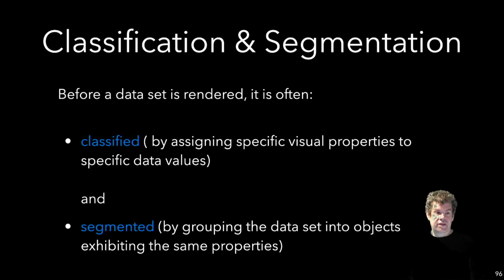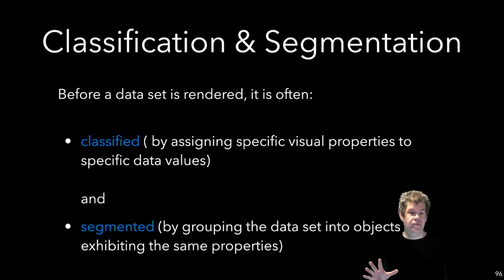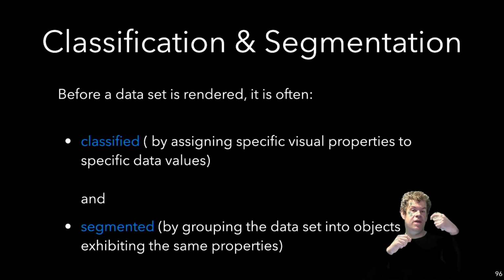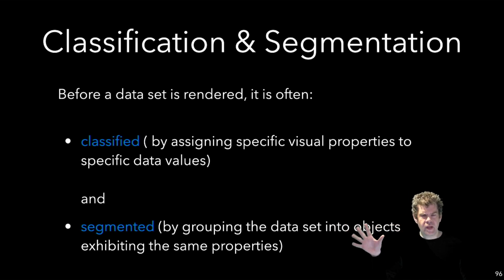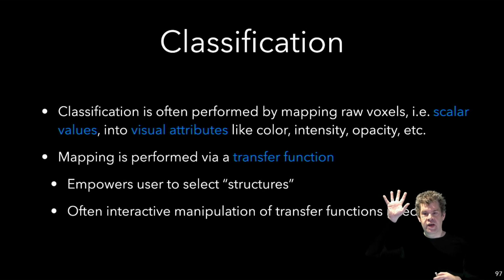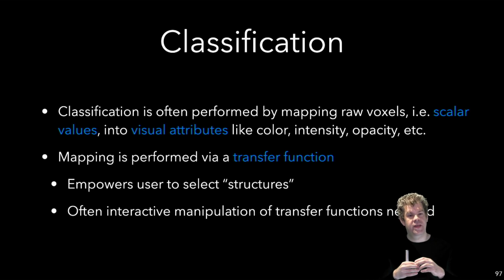So another two terms that I need to mention before we can get started, that's classification and that's segmentation. Those two things are often mistaken, so I just want to go over them in a little bit more detail. Classification is taking properties of the data, density, temperature, whatever, Hounsfield unit, and mapping them to visual properties. That's what I've been talking about all along. There's also segmentation, and that's grouping values into groups, into clusters.